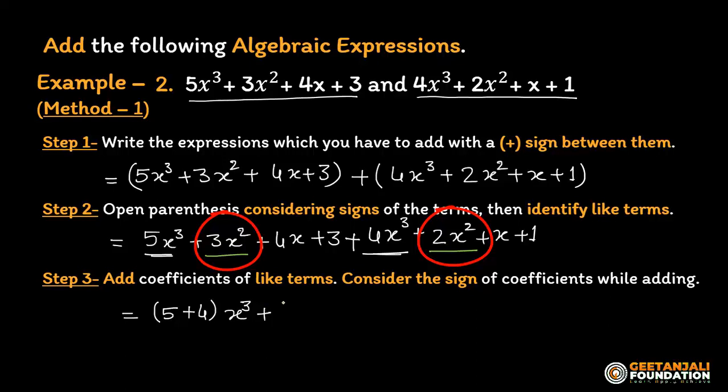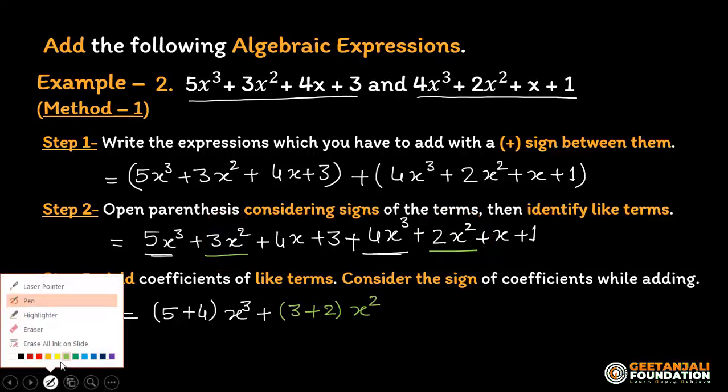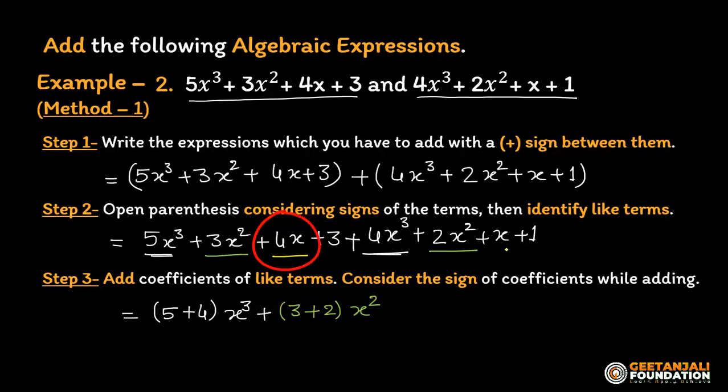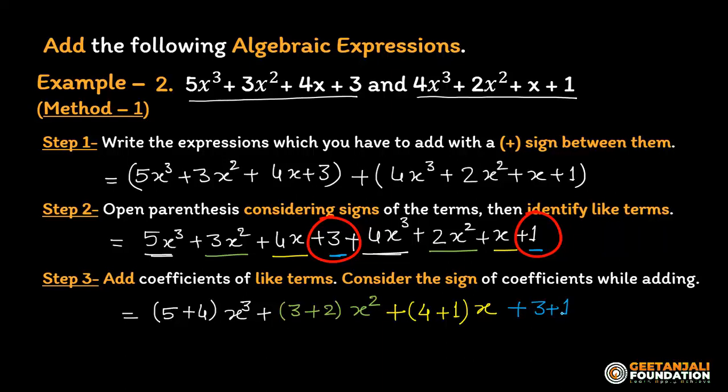We will follow the same method. We'll take their coefficients along with their signs. So 3 plus 2 x squared. Now we will find the next pair, and the next pair is 4x and x. So I'll take their coefficients. Here it is plus 4. I'll take 4 here. If nothing is written before any variable, it means 1 is multiplied with that. So I'll take 1 as its coefficient. So its coefficient is 1 I have written, and I'll write x. Now the last is 3 plus 1. These are constants. So I will write 3 plus 1.